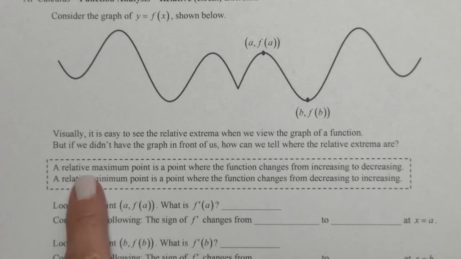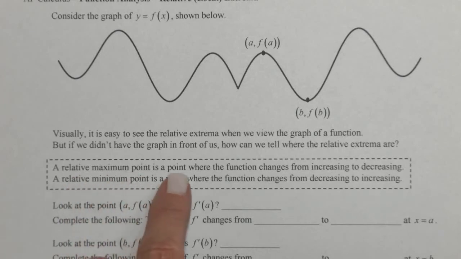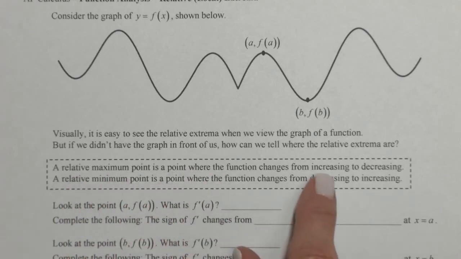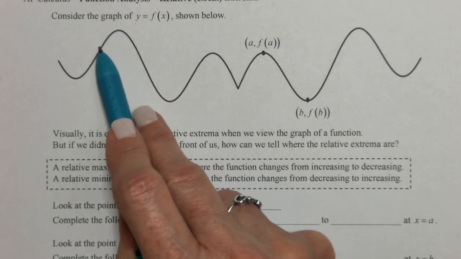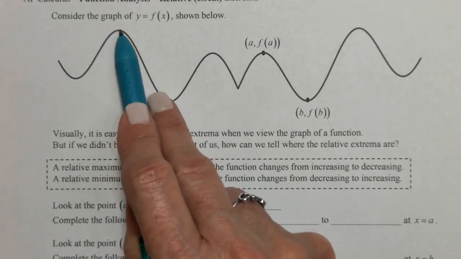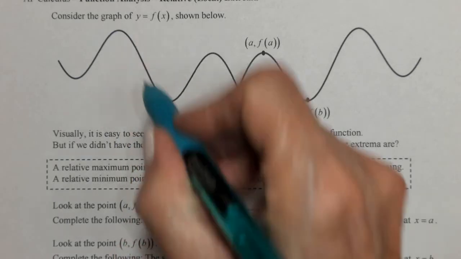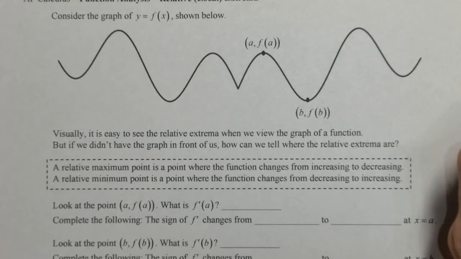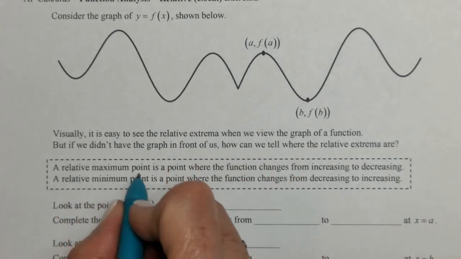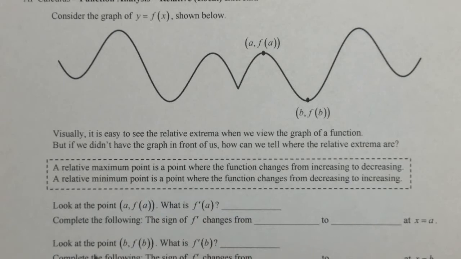Well, first of all, this is the definition of a relative extrema, a relative maximum point. A relative maximum point is a point where the function changes from increasing to decreasing. Here we're increasing, we reach this point, and then we begin to decrease. So this would be a relative maximum point. Keep in mind that a relative maximum point is a point. It's not just the x value, it is the point.